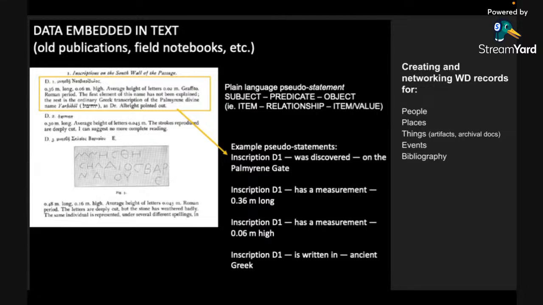So to accomplish this, again, on a practical level, we are systematically creating and digitally networking Wikidata records for the site's buildings and other significant features, the artifacts, the archival documents, the major events at the site, the people, both ancient and modern, and for bibliography. So I know that this is a lot to take in the abstract. That's why I'm going to walk you through this when I switch over to Wikidata in just a moment to help illustrate how all of this works.